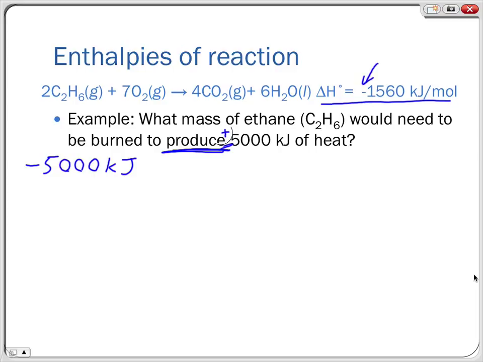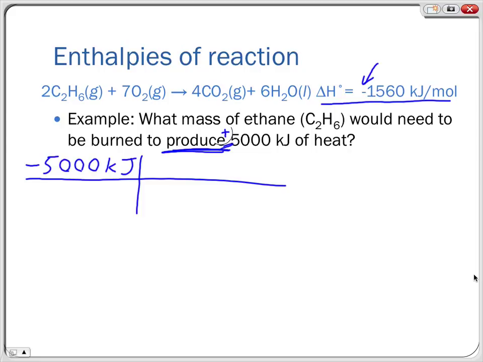You can see it's negative, and so since it's negative, we know it's an exothermic reaction, and if it's an exothermic reaction, it's going to be losing heat. That means the reaction will be losing the 5,000 kilojoules. If you don't flip the signs around like this, if you left this as a positive, you'd end up getting a negative mass of your ethane when we get to the end here, and that's definitely not what you would expect to get. So let's just go ahead and set this up. So we have 5,000 kilojoules.